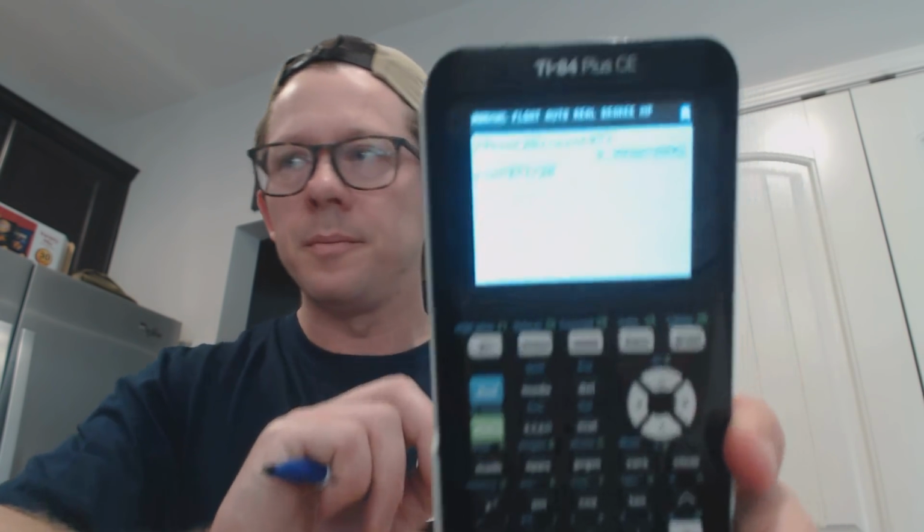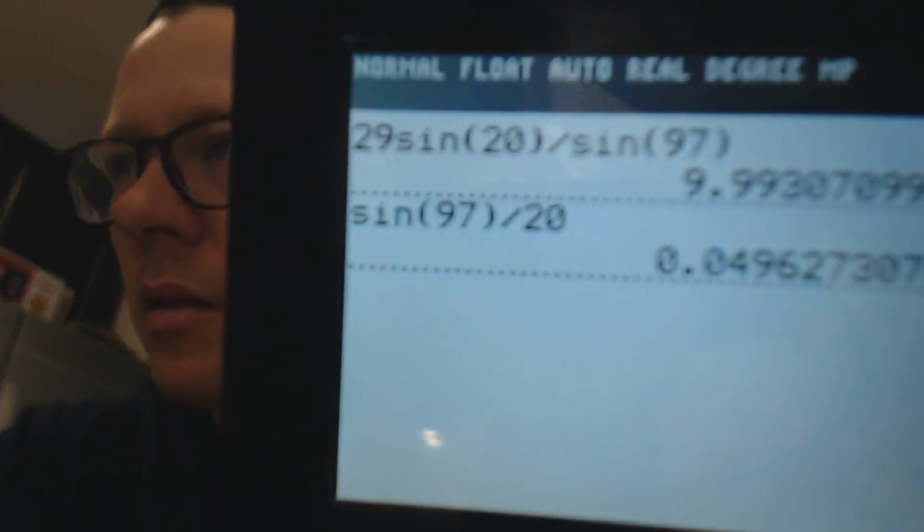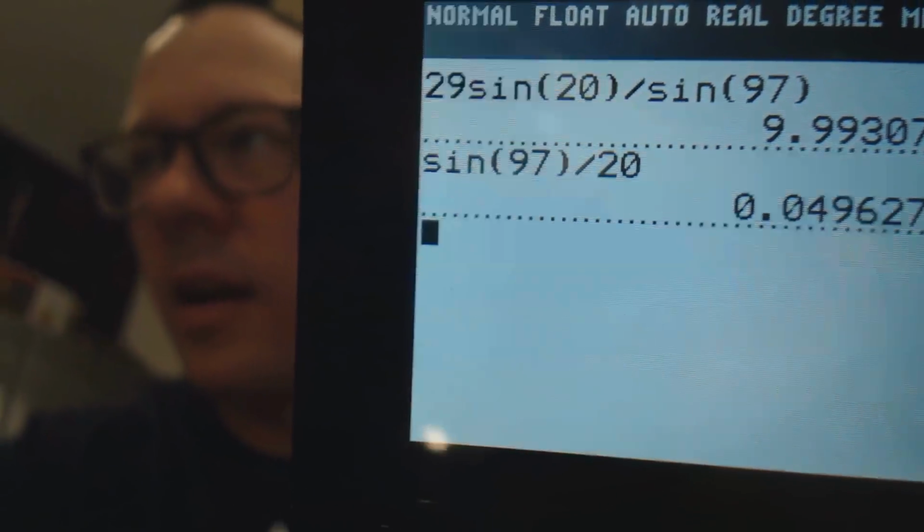So let's check this out. I'm going to start with sine of 97 over 20. I hit enter. And there's the ratio I'm looking at. It's like 0.0496, okay?